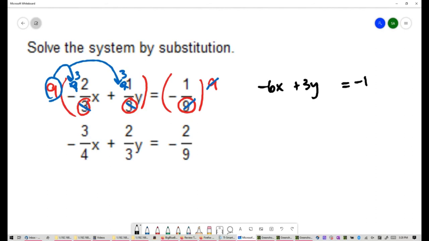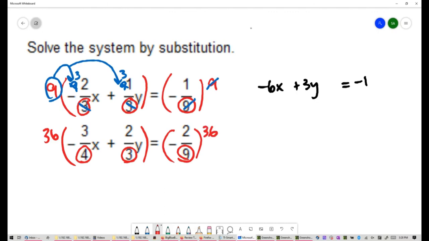We're going to do the same thing for the second equation. So I need to look at those denominators. I have 4, 3, and 9. If I were finding a common denominator between 4, 3, and 9, that would be 36. I'm going to multiply by 36 on the left-hand side and 36 on the right-hand side. I got 36 by multiplying 9 times 4. So I distribute that 36 to both terms on the left, so 36 and 36.